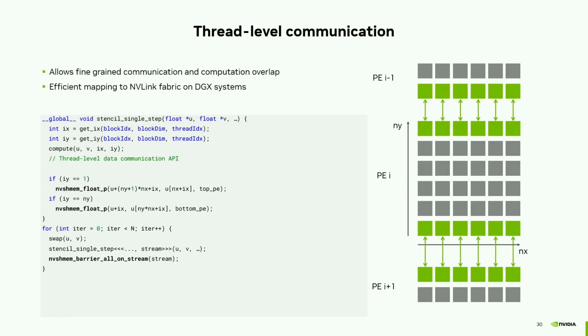So how does that look in code? Thread-level communication, so that every thread just does a single element put here, which is very fine-grained, so you get the maximum overlap between communication and computation with threading. And it's a very efficient mapping on NVLink fabrics, like we have on DGX systems. Instead of doing a load store, you just call NVSHMEM float p on the source data you want to send, and then the destination processing element where you want to put that.